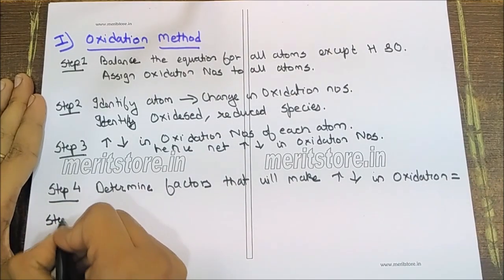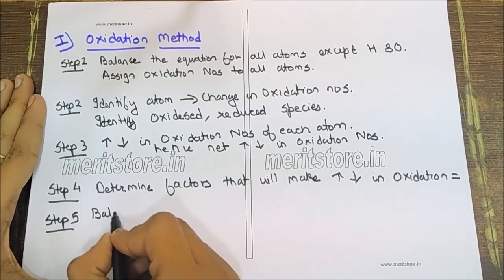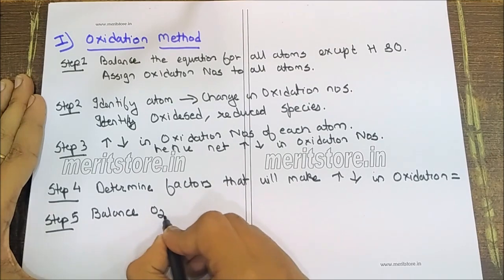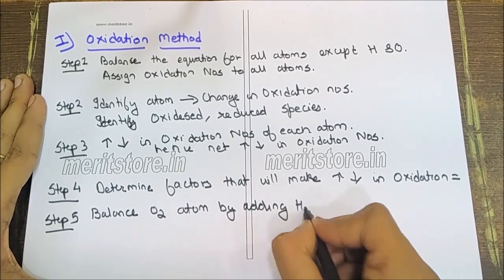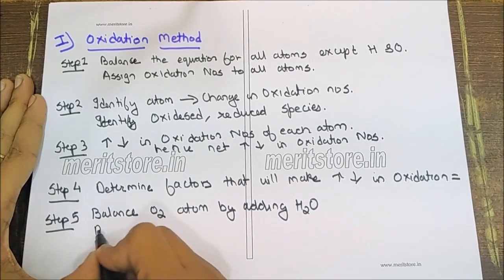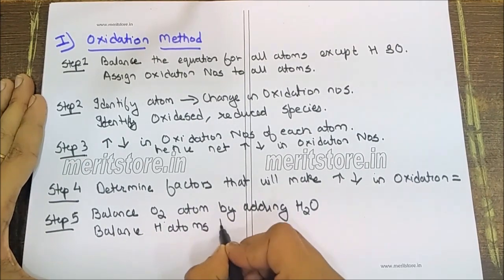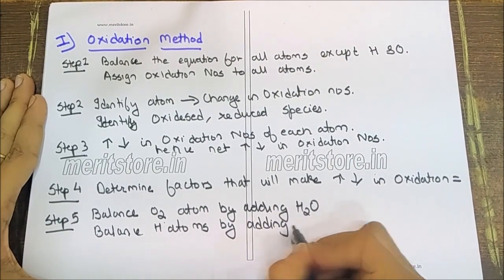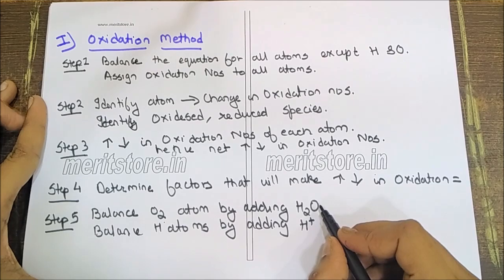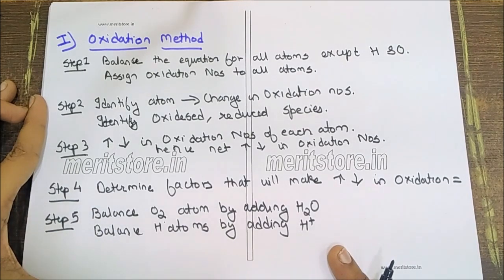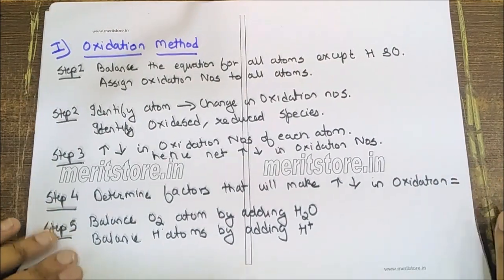All right. Next is step 5, very important. You have to balance oxygen atoms and hydrogen atoms. Now, how will we balance the oxygen atom? You have to balance the oxygen atom by adding water molecules. And you have to balance the hydrogen atoms by adding H plus. So let's say if there is one oxygen atom less on the left hand side of the reaction, you will add one water molecule to the left hand side. Let's say if there are 5 hydrogen atoms less on the right hand side, you will add 5 H plus on the right hand side. So we continue.